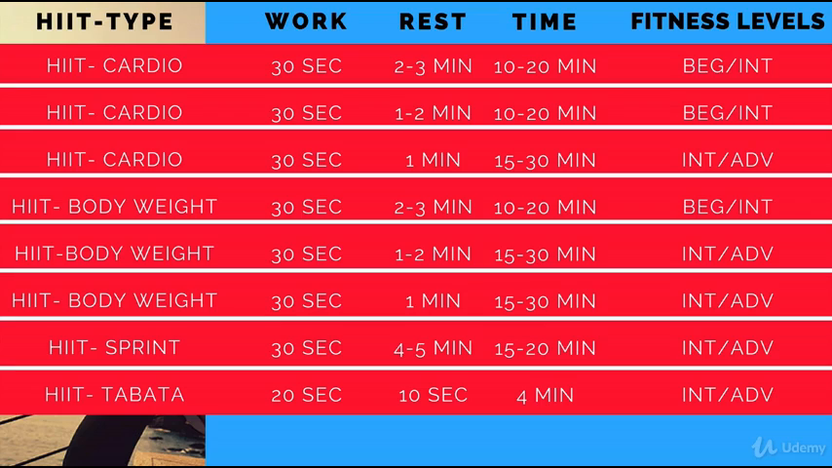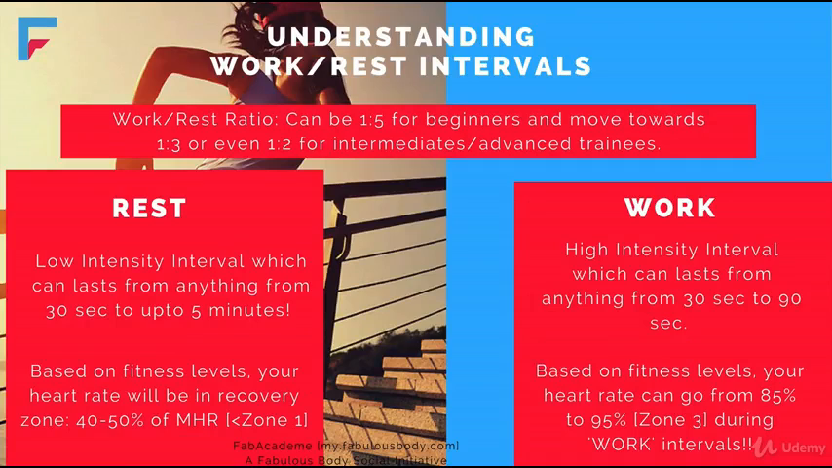All right, so when we talk about the formats, there is work and there is rest, and there is the total duration of the HIIT workout. Work is the high intensity interval, which can last anything from 30 seconds to 90 seconds. On average it's around 45 seconds for people. Based on your fitness level, your heart rate can go from 85% to 95%, that is zone 3, during your work intervals.